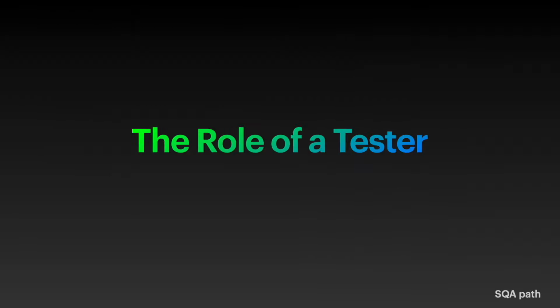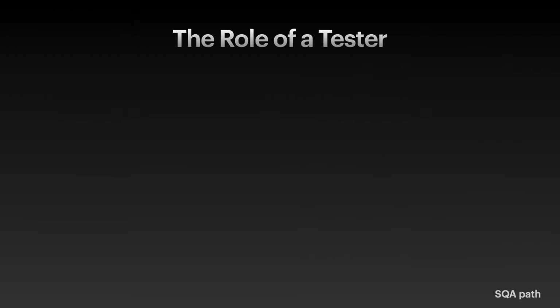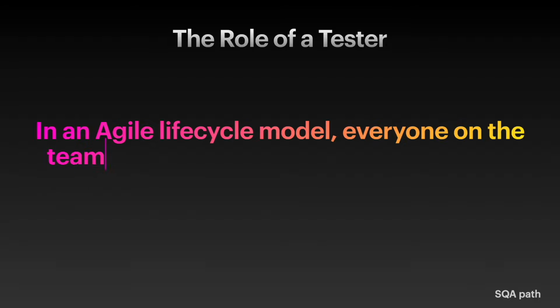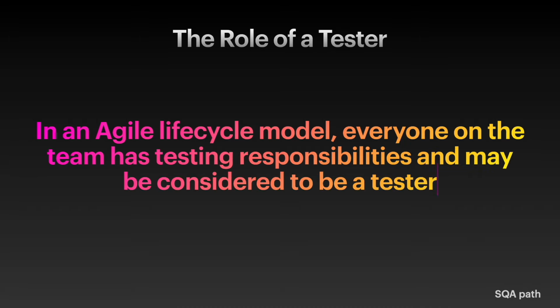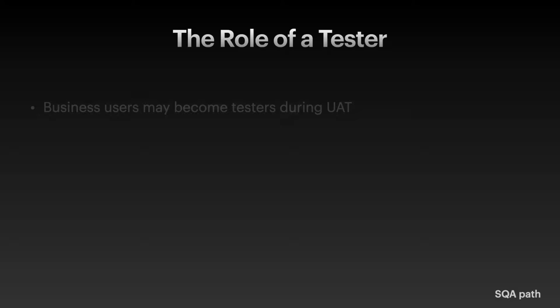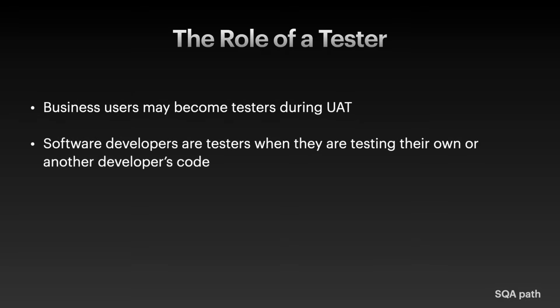The role of a tester can vary with different organizations and different lifecycle models. While software testing is a profession, others may periodically carry the title of a software tester. For example, in an agile lifecycle model, everyone on the team has testing responsibilities and may be considered to be a tester. For example, business users may become testers during UAT. Software developers are testers when they are testing their own or another developer's code.